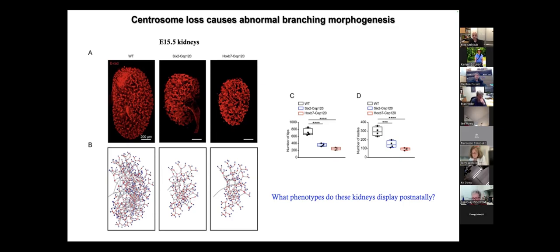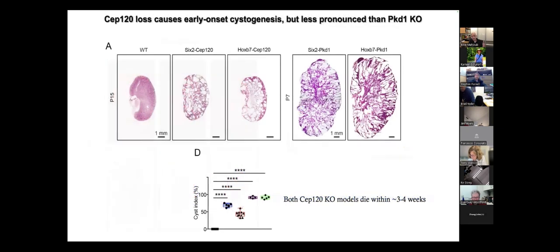And then we said, well, what phenotypes do these kidneys have postnatally? And so between P0 and P15, now these kidneys start developing cysts and they become very fibrotic. You'll see that size-wise, they still aren't enlarged. They stay about the same size as a normal wild-type kidney. And compared to PKD, which is already at P7, we see is very, very big and very cystic compared to these. And we can quantify the cyst index, and we see that the PKD kidneys have much higher cystogenesis than the CEP120 knockout.